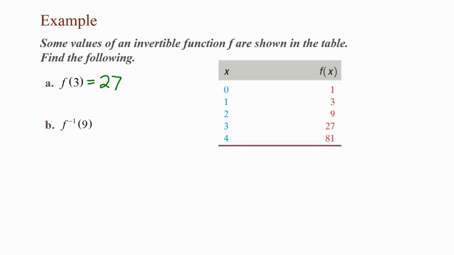For part B, the inverse function of 9. Since we're looking for the inverse, we want to find 9 under f of x in our table. If our input is 9, then the output is 2 under x. So f inverse of 9 equals 2.